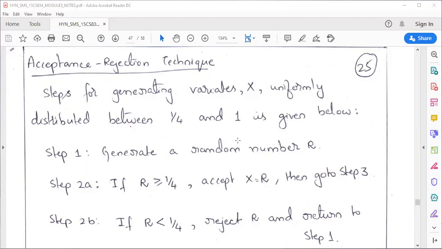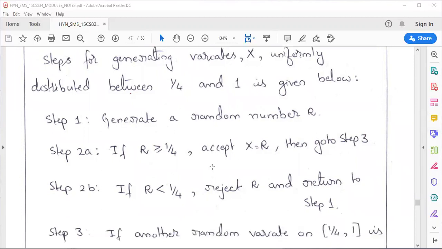In this topic, we'll be studying how to generate Poisson variates. So the acceptance rejection technique is basically applied for the Poisson distribution. The steps for generating the Poisson variate X, uniformly distributed between 1/4 and 1, are as follows. Here we are making use of the uniform distribution applied in the interval 1/4 comma 1, right? There are three steps here.